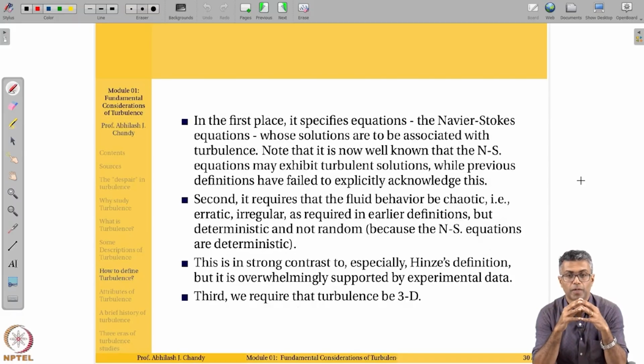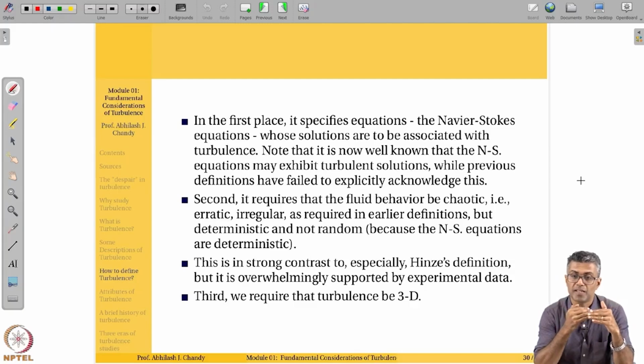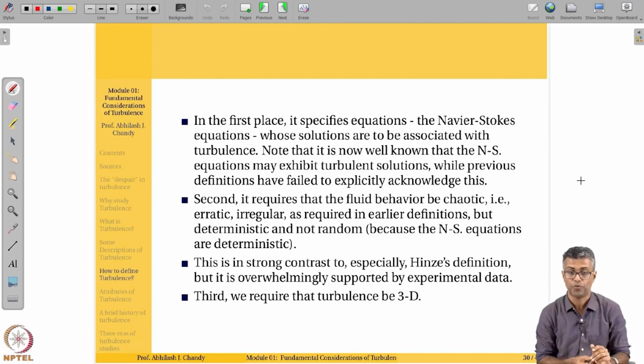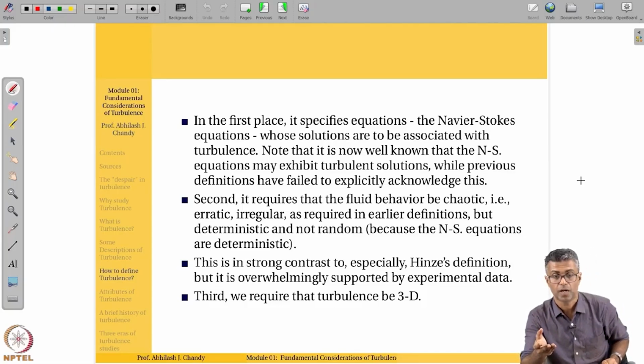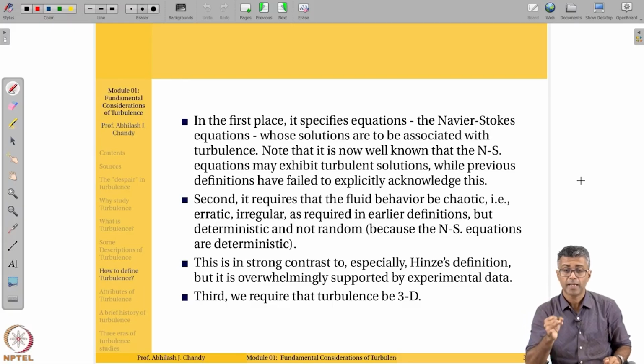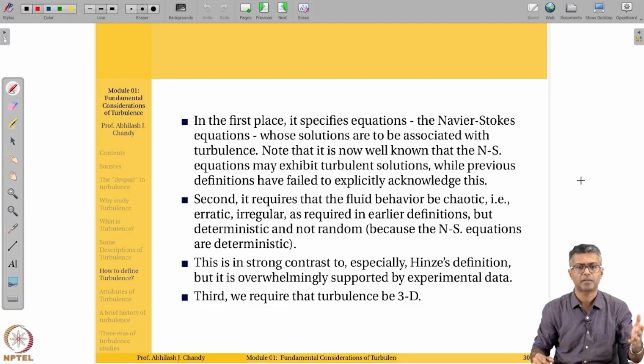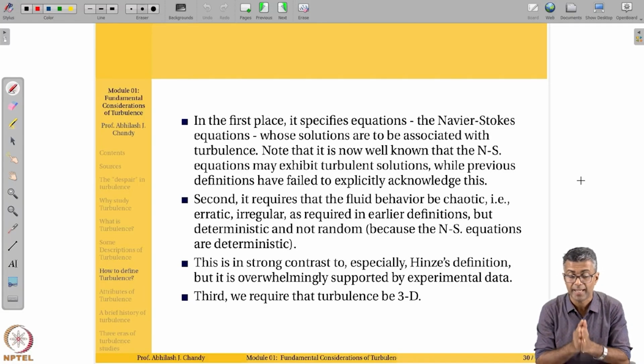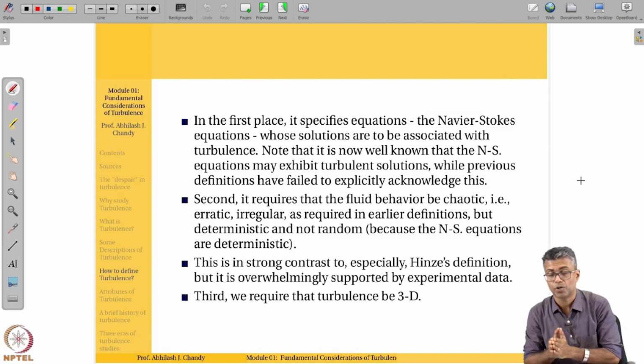So we talked about how the modern definition includes these specific elements. First one, it specifies the Navier-Stokes equations. So it acknowledges that the Navier-Stokes equations describe turbulent flow. And that was a big leap from the previous definitions because they did not have the Navier-Stokes equations in their definition. Second, it acknowledges the fact that the fluid flow is chaotic, like irregular, erratic. The irregular part was there in previous definitions, so it acknowledges that. But it also does not use the word random. It does say it is chaotic, but it does not use the word random.